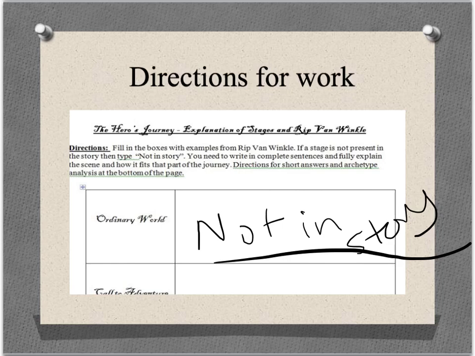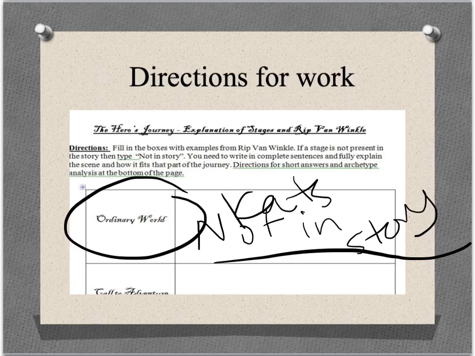Now, there is an ordinary world, but I'm just using that as an example. You need to write in complete sentences and fully explain the scene and how it fits that part of the journey. The directions for the short answer are on the bottom. So you're going to put in here, like, ordinary world. Well, his ordinary world is the Catskill Mountains and a little bitty village. You're going to explain what his ordinary world is.